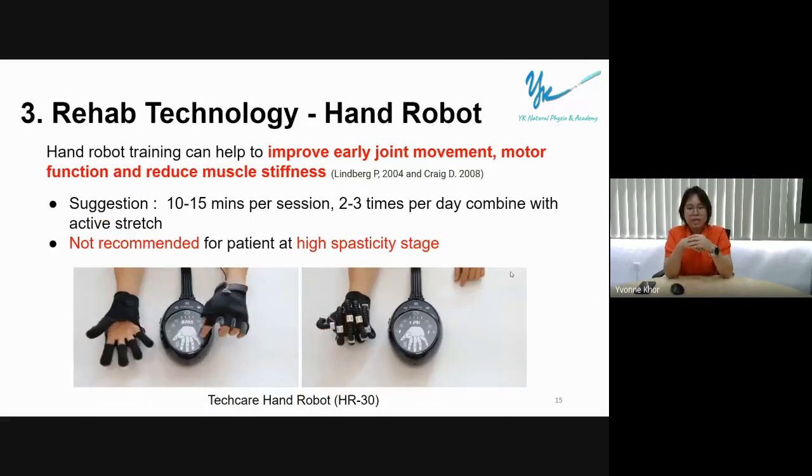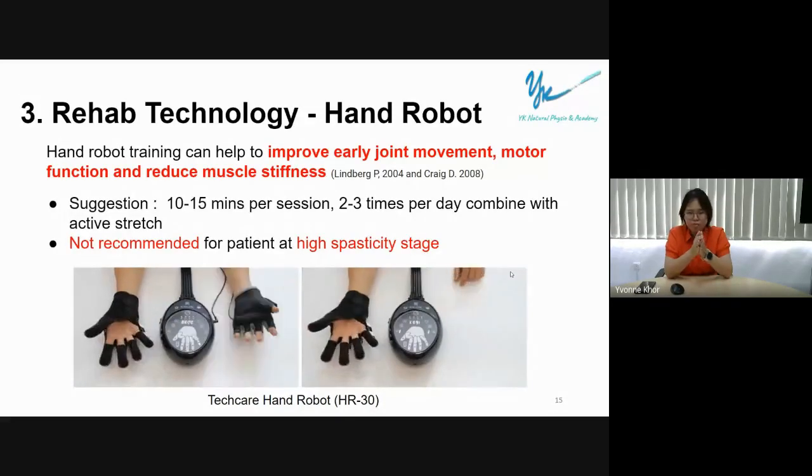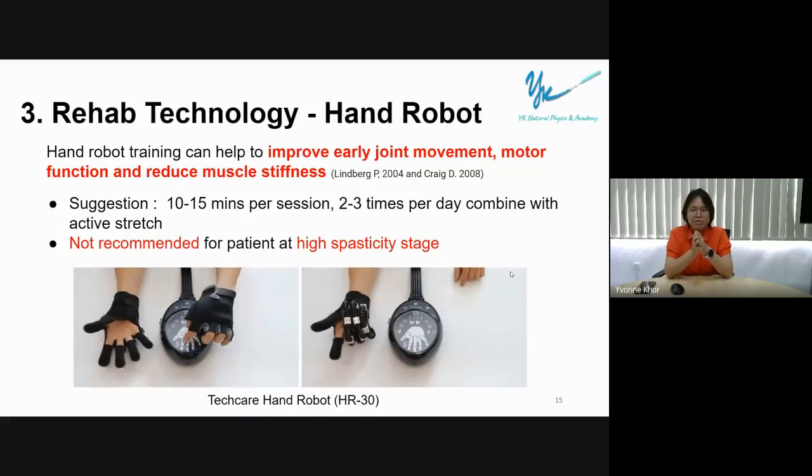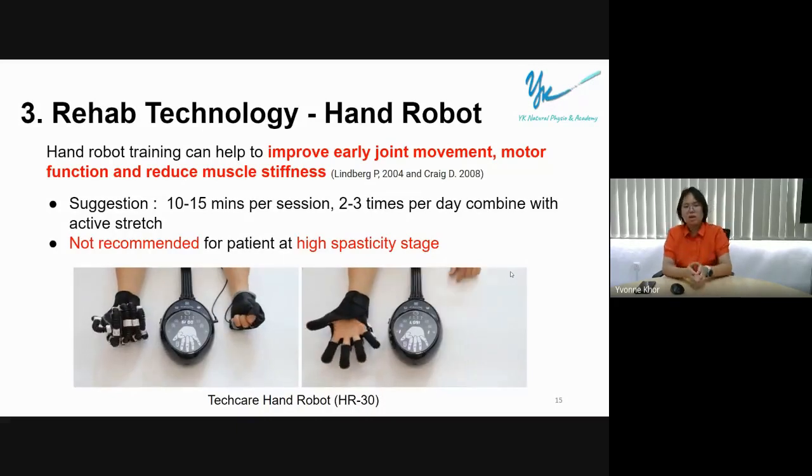Then another one is a hand robot. Okay, hand robot. How can the hand robot help to treat stroke patients with spasticity? Okay, hand robot training can help to improve early joint movement, motor function, and reduce muscle stiffness.